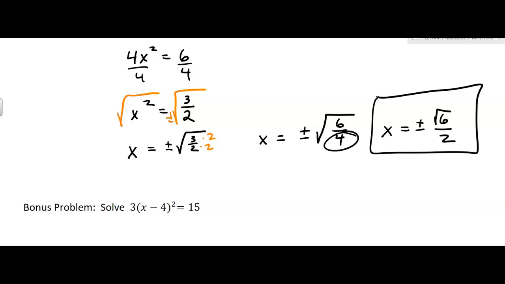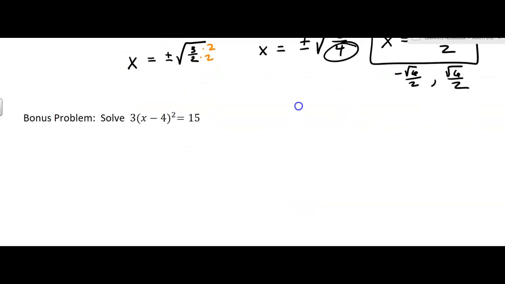Or the answers, I should say. There are 2 answers there: negative square root 6 over 2, and the other answer is positive square root 6 over 2. Now, I don't care if you use the plus or minus, but I think in WebAssign you have to write them separately. So I've got one more problem here.